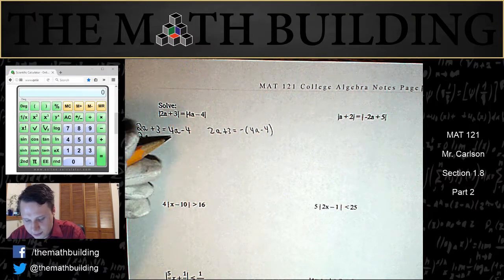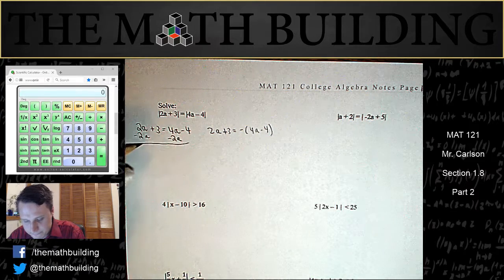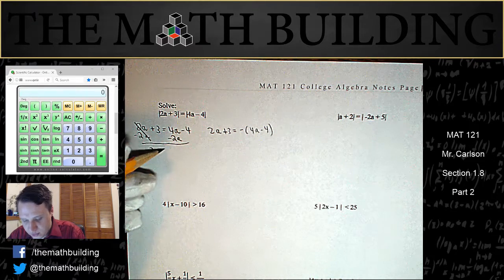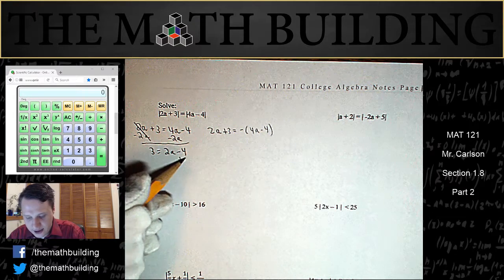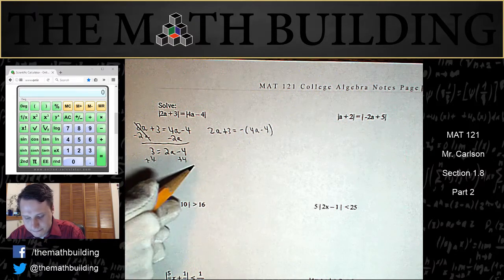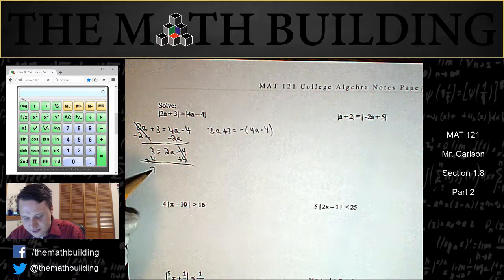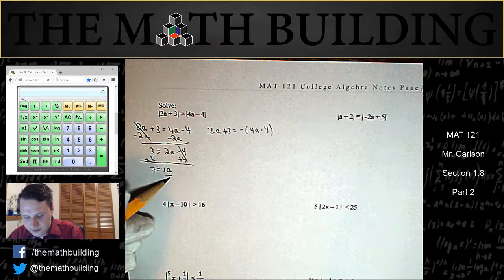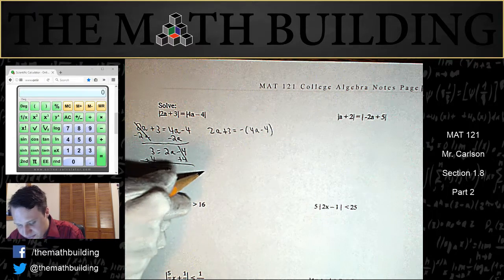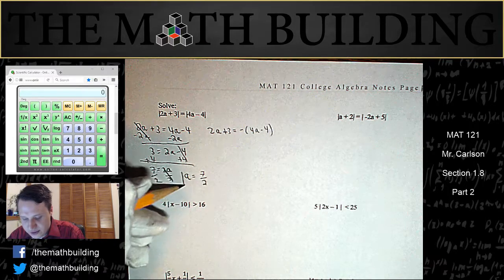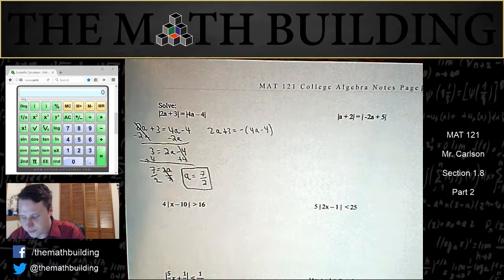So that's it. Let's just solve these two equations. So minus 2a, minus 2a. 3 is equal to 2a minus 4. Add 4, add 4. 7 equals 2a. Divide by 2, divide by 2. A is equal to 7 divided by 2, or you could write that as 3.5 if you wanted to.